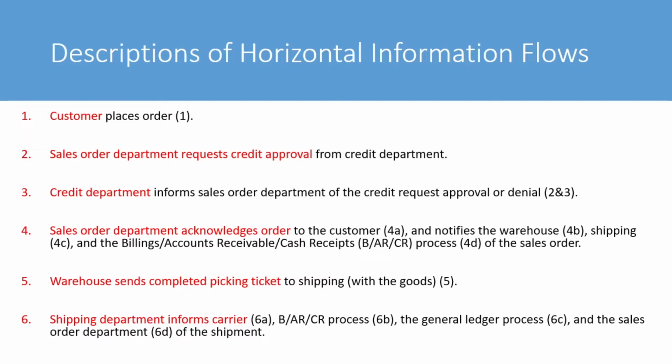the shipping and billing for accounts receivable and the sales. The warehouse now sends the completed picking ticket to the shipping, and then the shipping department informs the courier, and once the goods are shipped, the general ledger process and the sales order department the shipment is being updated.